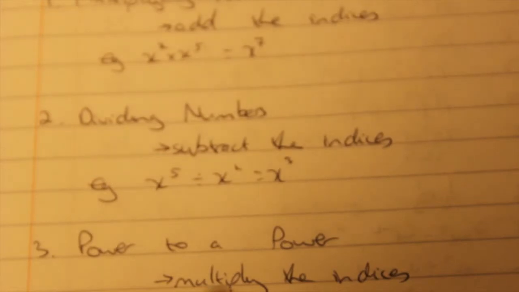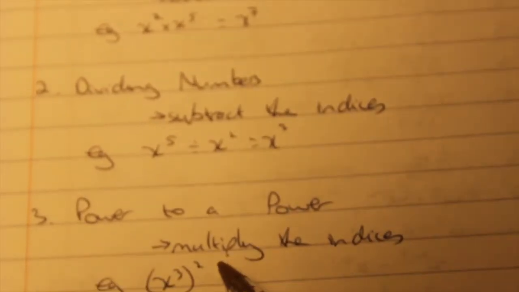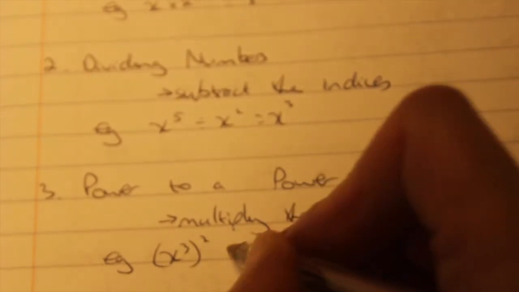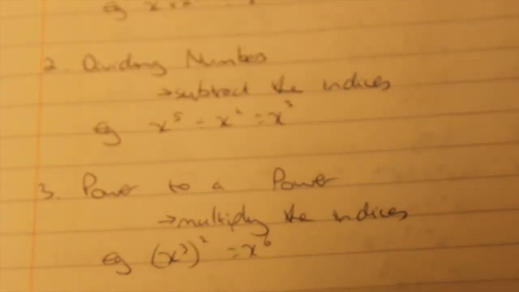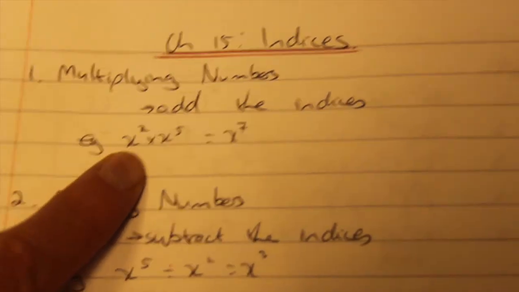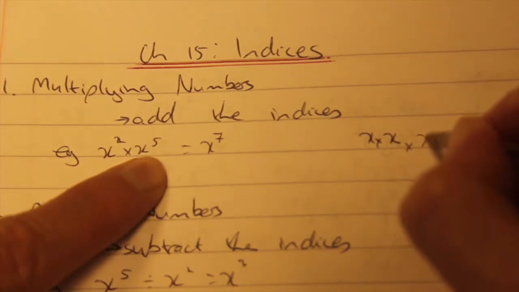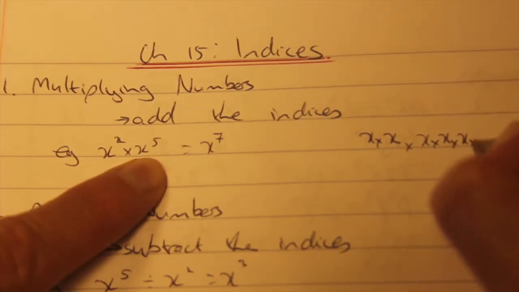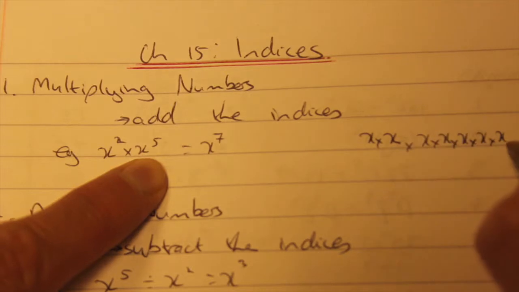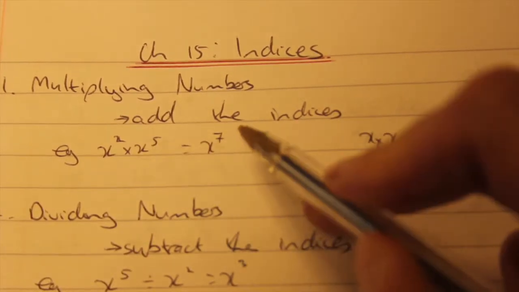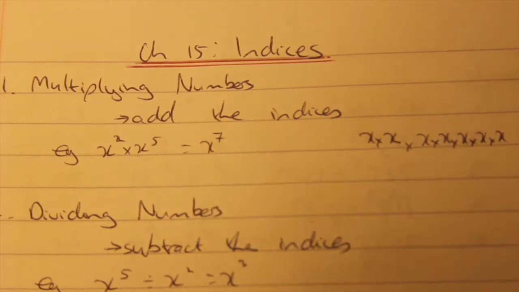And if you have a power to a power, it means you multiply the indices. For example, if you had x cubed squared, that becomes x to the 6. I want to show you exactly where those numbers come from. If I look at the first one, x squared means x times x. x to the 5 means you've got another 5 of them. So altogether, you've got 7 of them, which is why when you multiply the numbers, you add the indices.